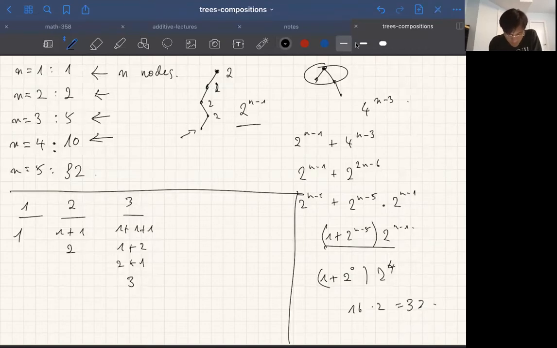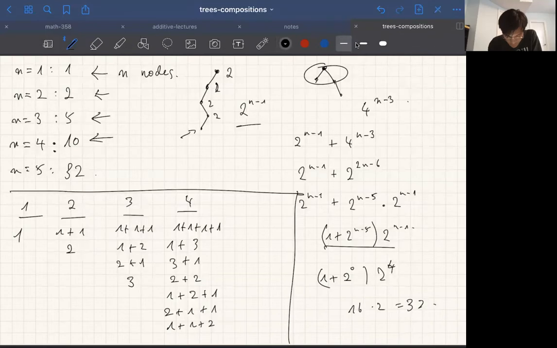Okay. For 4, let's do one more. 1 plus 1 plus 1 plus 1. 1 plus 3, 3 plus 1. Now what else? 2 plus 2. I'm not doing this in any principled way. Was it 1 plus 2 plus 1, 2 plus 1 plus 1, 1 plus 1 plus 2, and 4. Okay? And there are 2 to the n minus 1 ways of doing that.